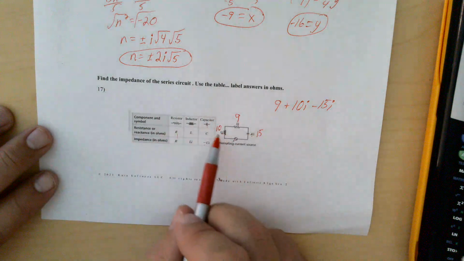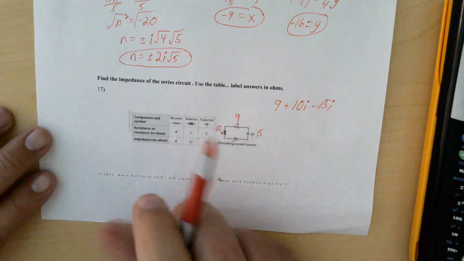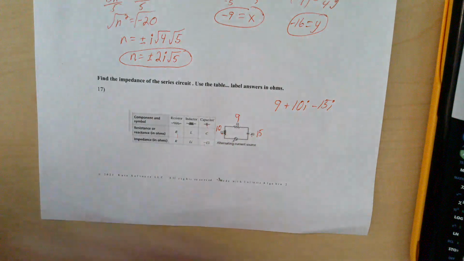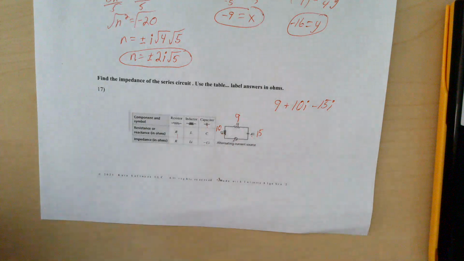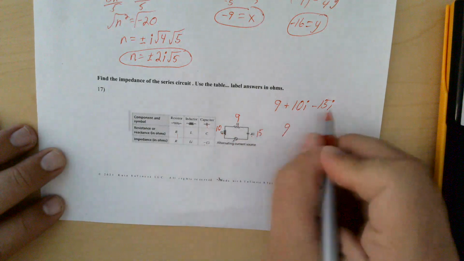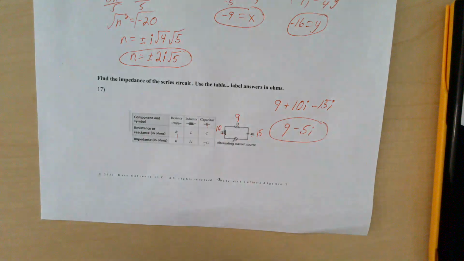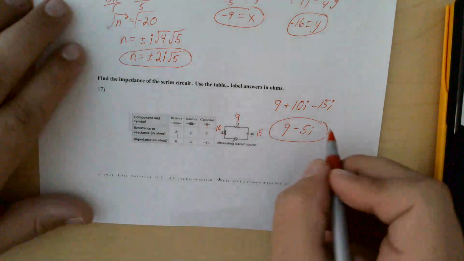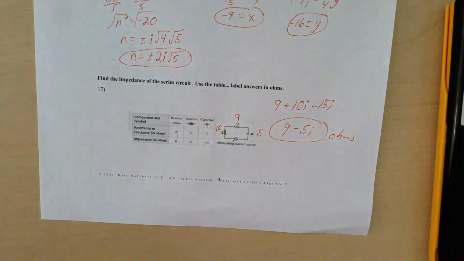So you have to label your parts, and everything's going to be clearly marked. I'll probably have this same circuit. We can change the circuits a little bit, but for the most part on your quiz, it'll look just like this. And then you just have to simplify this and realize it is 9 minus 5i ohms. Okay, that's all we have to do.